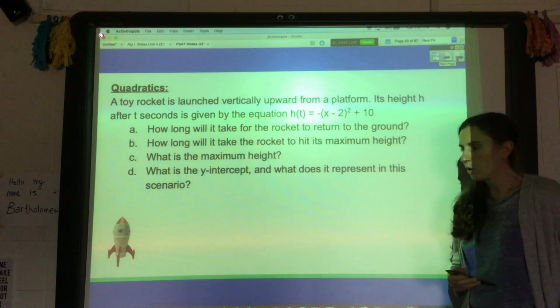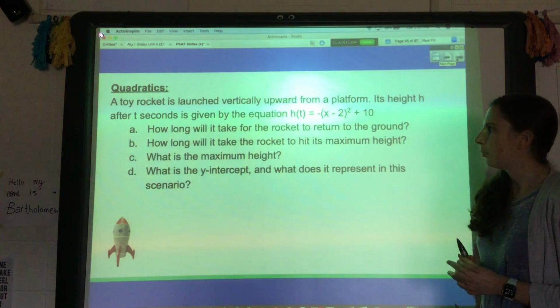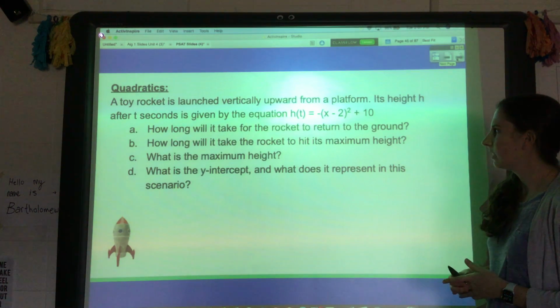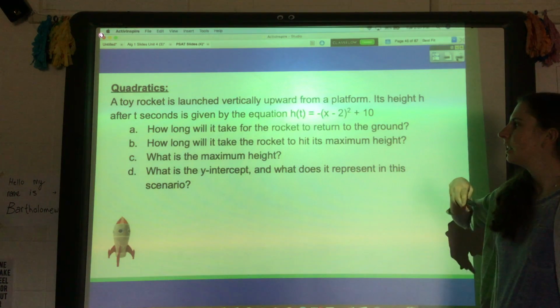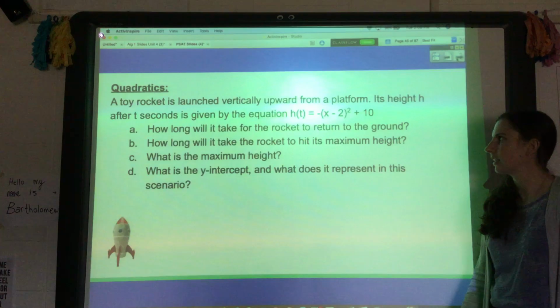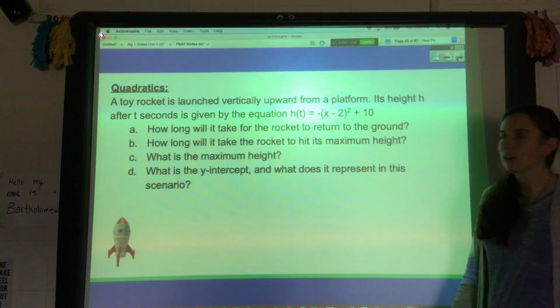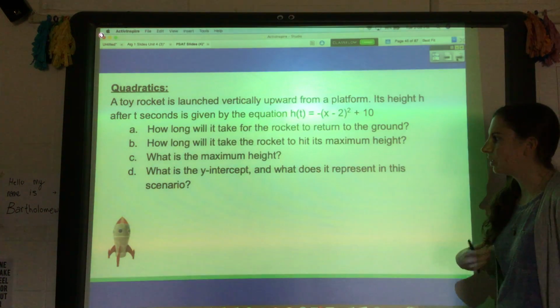All right, so let's get into quadratics a little bit now. So here's an example. A toy rocket is launched vertically upward from a platform. This is its height. And I want to identify some various things. If you have your calculator on you, you could graph this in your calculator, but you don't really have to.